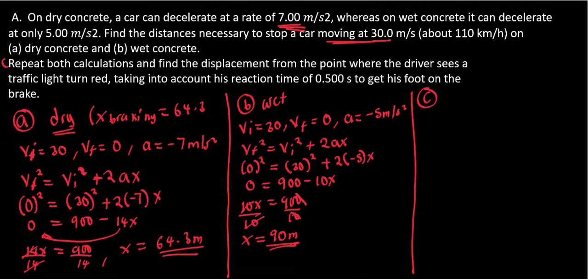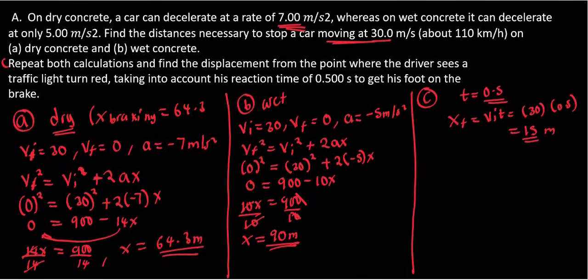Now when you go to C, which is this one, it says repeat both calculations and find the displacement from the point where the driver sees a traffic light turn red, taking into account his reaction time of 0.500 second to get his foot on the brake. So what was the reaction time? 0.5. So we need to find the distance at which he traveled in 0.5 seconds. For that one, you just use the simple one: they were moving at 30, then time is 0.5, so it will be 15 meters.